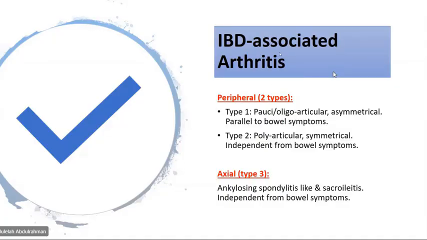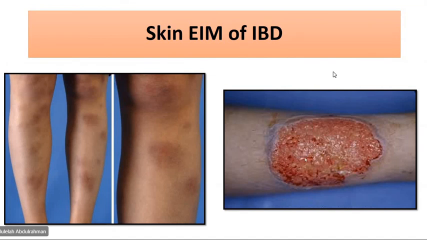Remember this for the sake of exams, the IBD-associated arthritis has 3 types. The peripheral type that is parallel to disease activity is only type 1, which is the pauciarticular, asymmetric one, while type 2 peripheral arthritis is independent of bowel symptoms, and so is type 3, the axial type, which we call ankylosing spondylitis, sacroiliitis. On the right side, you can see pyoderma gangrenosum, we say 50 and 50. Some patients will flare with the gut, sometimes they will not, so it is independent. But erythema nodosum classically is parallel to disease activity. So this on the left side is erythema nodosum.